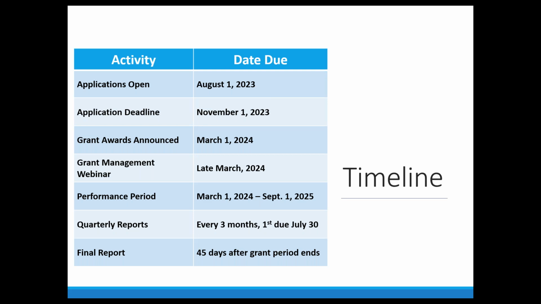And then if you receive a grant, you'll be required to do quarterly reports. Your first report will be due on July 30th of 2024, and then they'll be due quarterly until the grant finishes for that particular period of performance. At the end of that grant, you'll be required to submit a comprehensive final report no later than 45 days after that grant period ends.